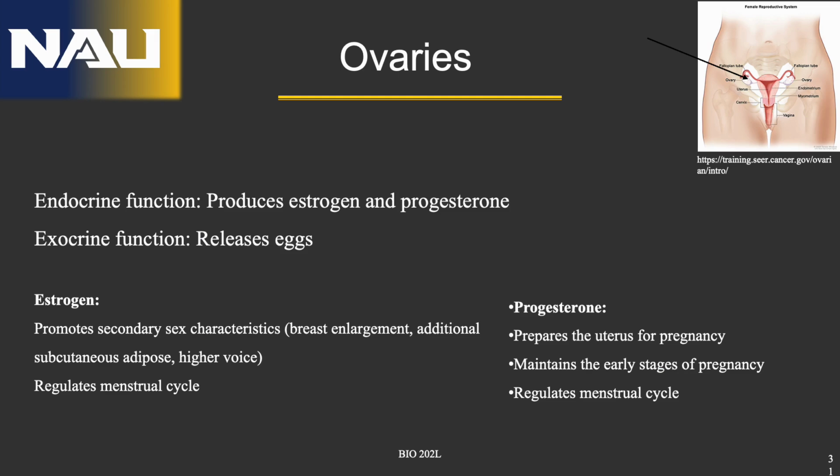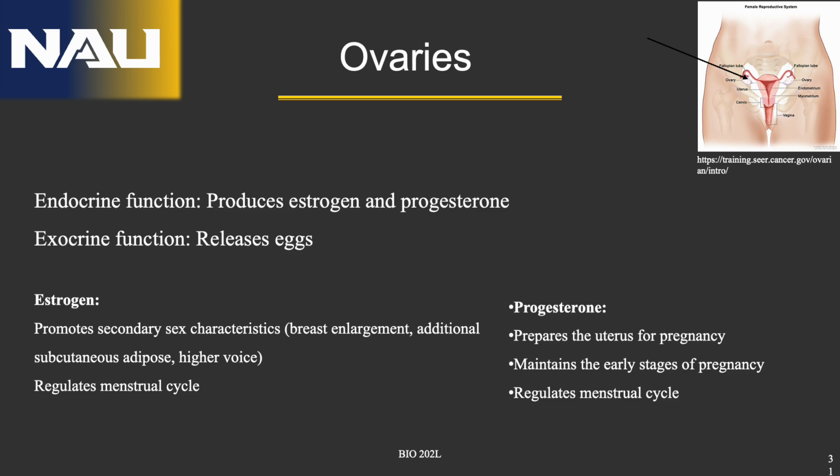So the ovaries are the primary female reproductive organ located on either side of the uterus. Much like the male reproductive system, the ovaries have both endocrine and exocrine functions. So there's two hormones being produced, estrogen and progesterone. That's our endocrine function. The ovaries also mature and release eggs. That's our exocrine function.